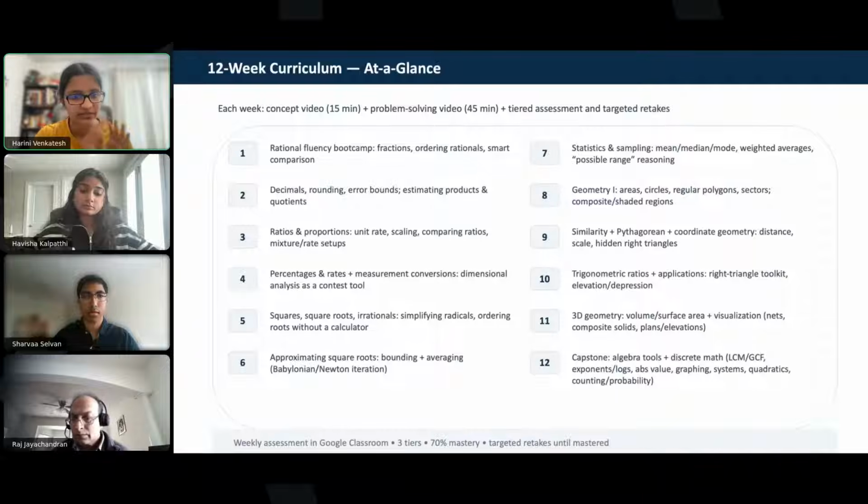This is an overview of the 12-week curriculum. I'm probably not going to go into much detail here, but this is what we're going to cover. It's a lot of the concepts that are covered on the MB3 exam, with weekly assessments and targeted retakes. This is a comprehensive overview of algebra, number theory, geometry, counting, and probability, all of the concepts that you'll need for the MB3 competition.